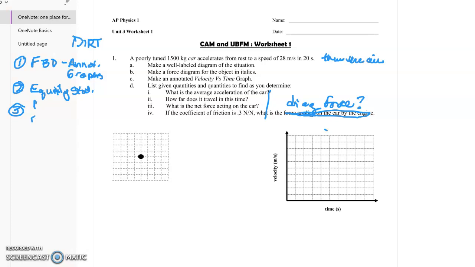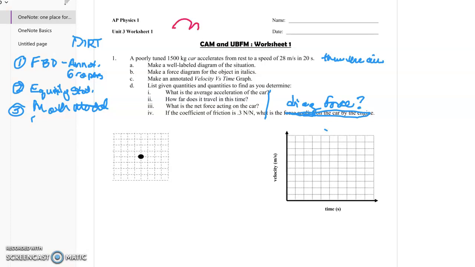Okay, so let's see what we got. So then last, math models. Okay, great. So that's going to be the order every time. All right, so let's just pick a new color. How about pink? All right, so the first thing we want to do, make a well-labeled diagram.